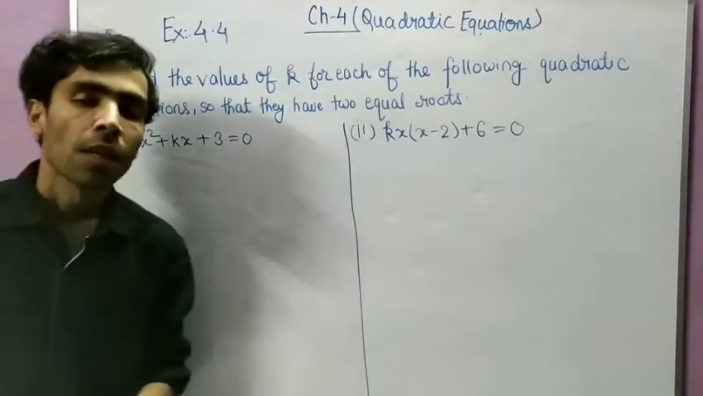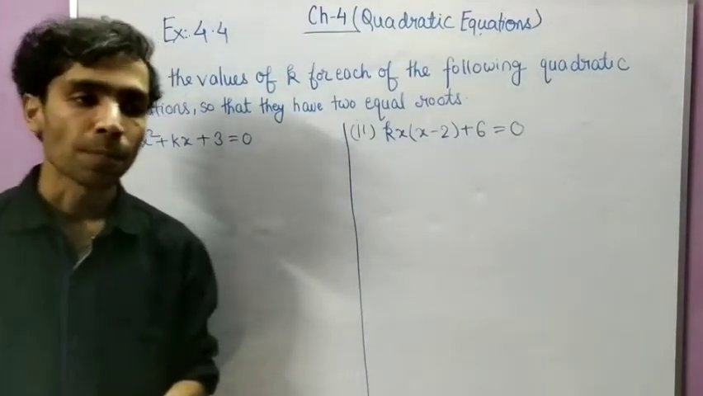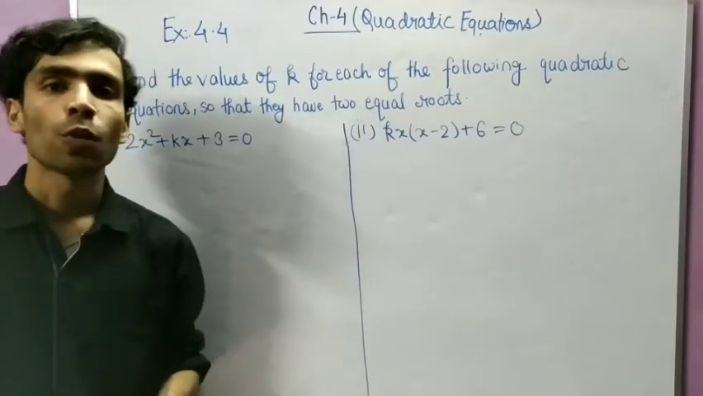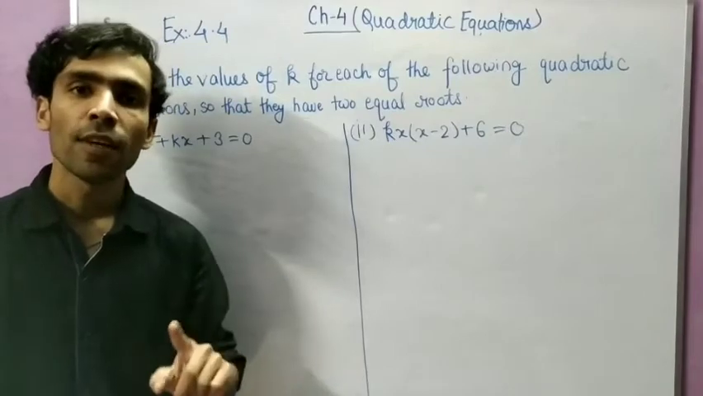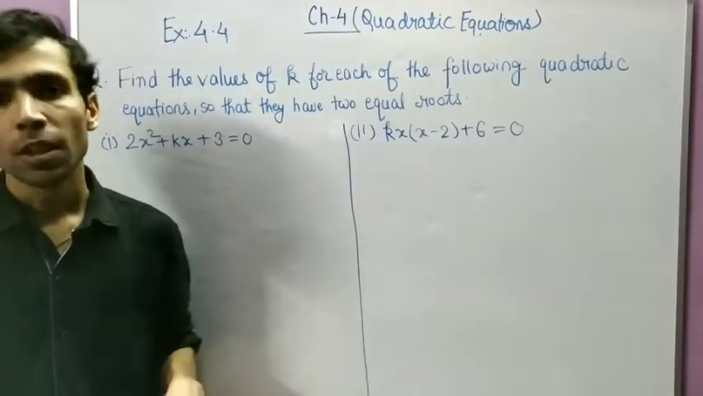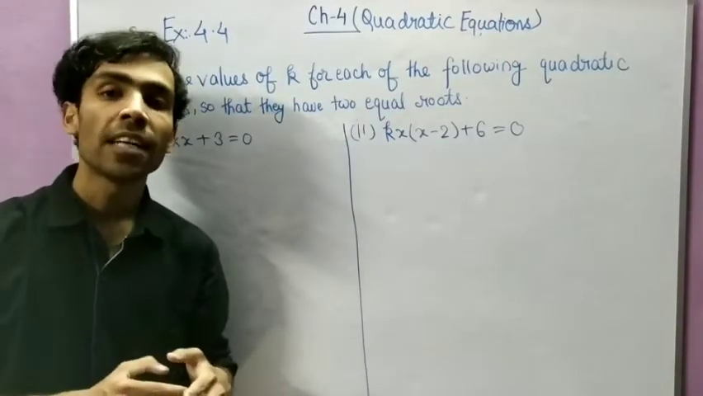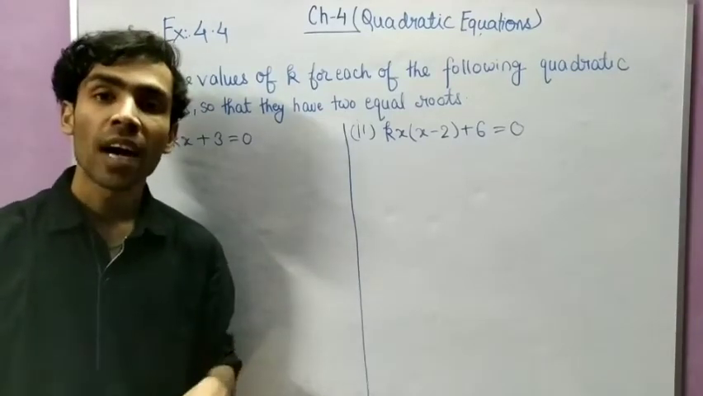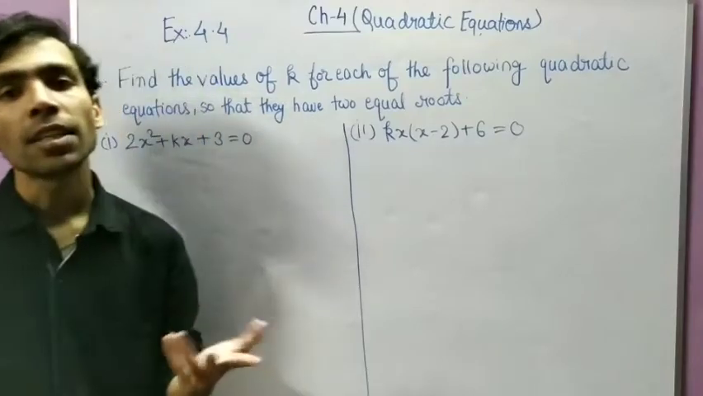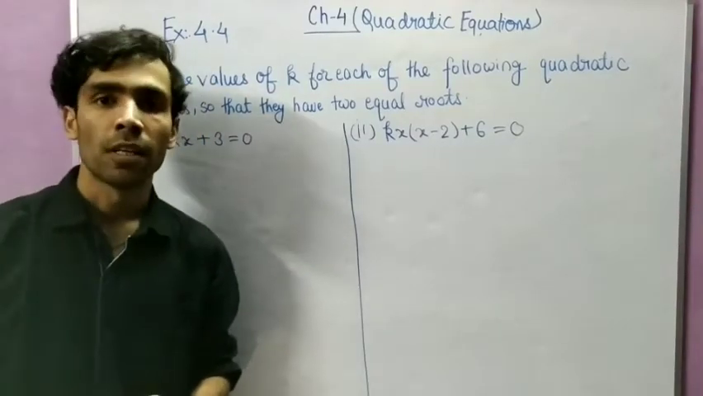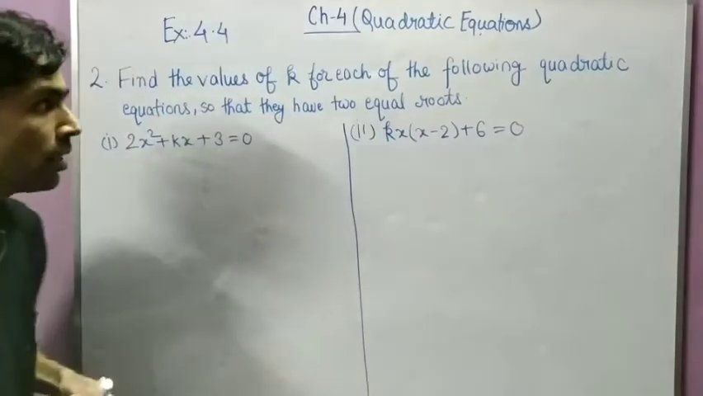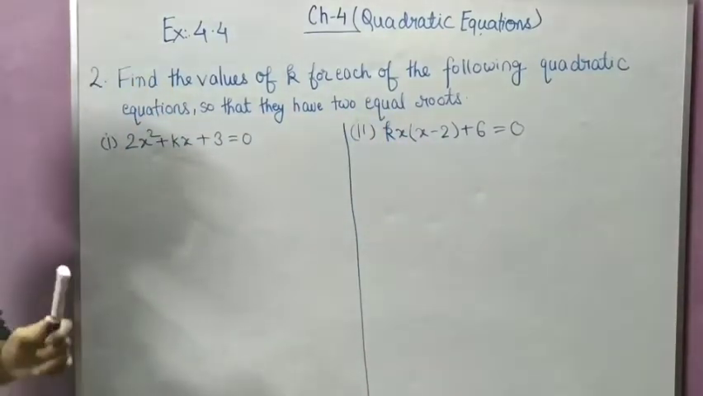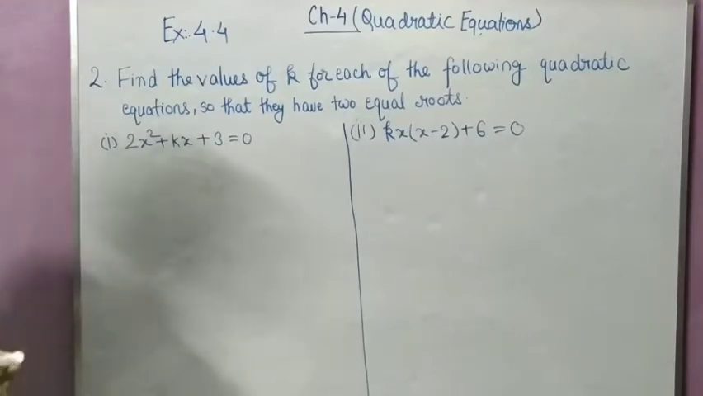So students, when I taught you the nature of roots, in which case does the quadratic equation have equal roots? I told you three cases. The first case was when D is greater than 0, in that case the roots are real and distinct. The second case, when D is equal to 0, the roots are real and equal. And the third case, when the roots are not real, that is D is less than 0. So in this question, it is given that there are two equal roots. When two equal roots are there, what is the condition?